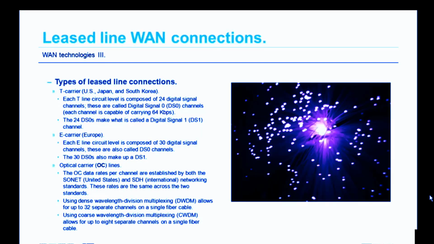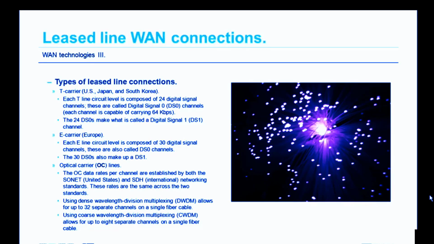There are different types of leased line connections. In the United States, Japan, and South Korea, there are T carrier lines. Each T line is composed of 24 digital signal channels. These are often called digital signal zero channels, or DS0 channels. Each channel is capable of carrying 64 kilobits per second. The 24 DS0s make up what is called a DS1 channel.